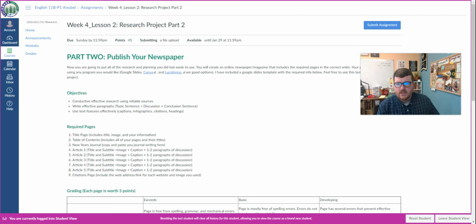The objectives of this assignment are to conduct research, which we have done already, write effective paragraphs, which we've been practicing the last several weeks. Remember, you need a topic sentence, some discussion based on that topic sentence, and then a conclusion sentence. And then we're going to look at text features, which are things like captions, pictures, citations, headings, subheadings, the things that make the document readable for the audience, the things that communicate what is happening on the piece of paper. So that's what we're trying to get at.